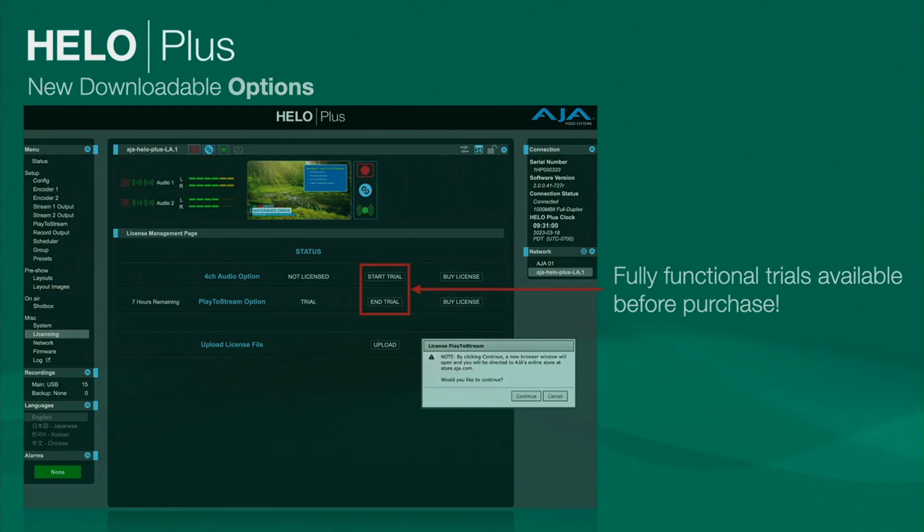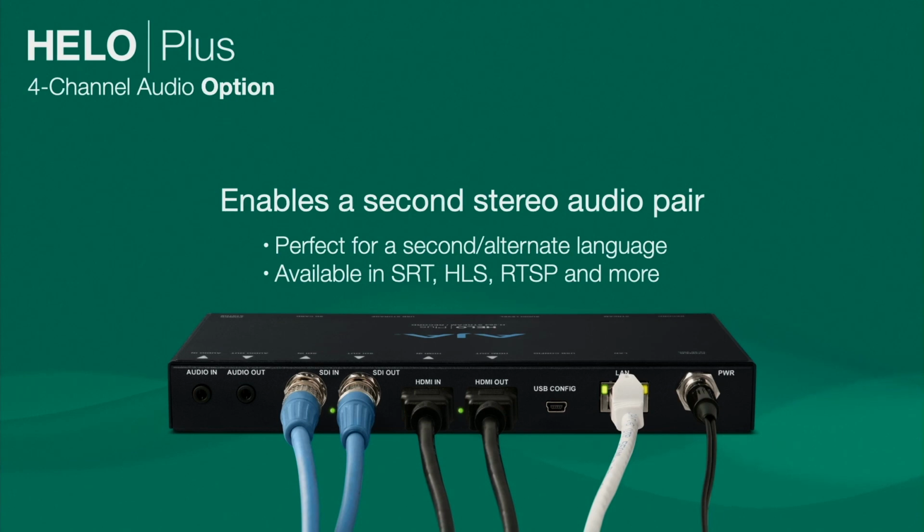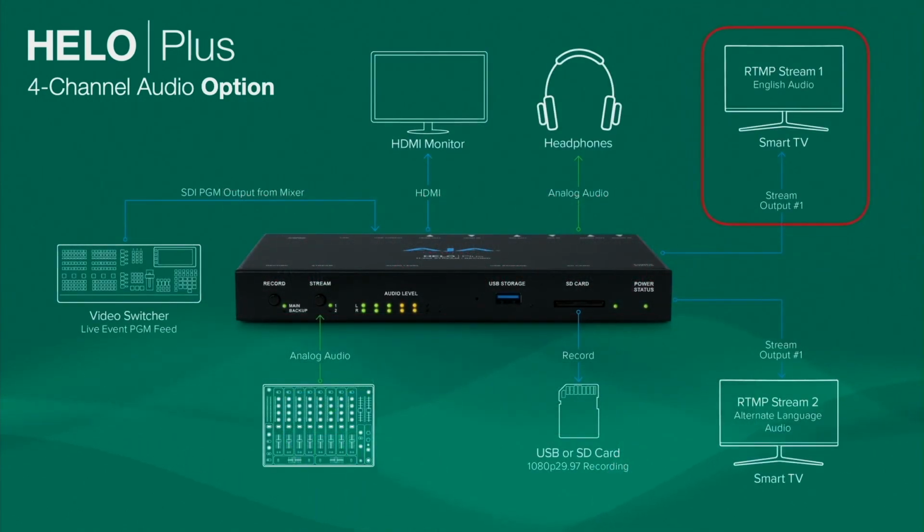So let's take a look at the two new optional features. The first one is 4-channel audio, which enables a second stereo audio pair. That's perfect for a number of workflows. We're going to highlight one: having a second or alternate language on the second stream. It's a 2-channel box, so here's a little diagram. On stream 1, let's just say you have English. I'm live streaming a hockey game, and I want to have French delivered as well. So I have a second stream, and I'm using those extra audio channels for the French language on that second stream. That's great, because you're pulling this, remember, off your baseband signal coming in.